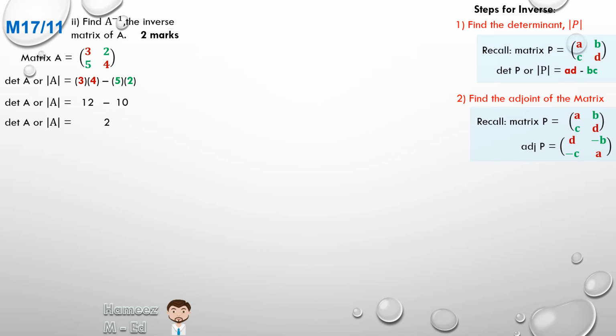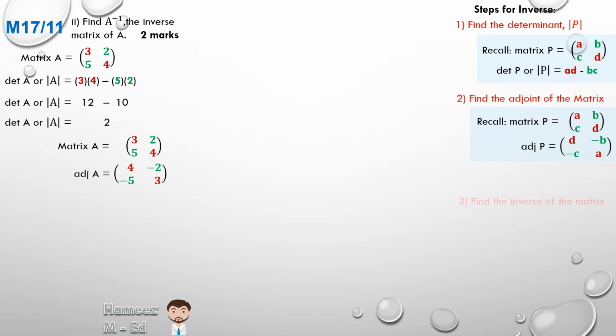So let's do that here for this question. So matrix A is 3, 2, 5, 4. So let's find the adjoint of that matrix, so adjoint A would be 4, minus 2, minus 5, 3. We switch the red terms and we change the signs of the green terms.